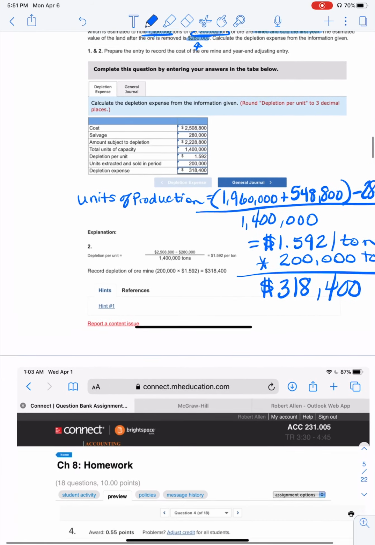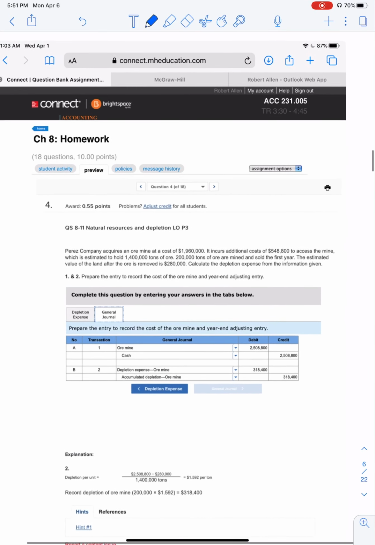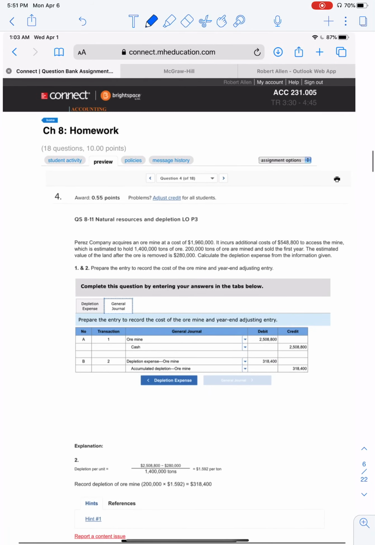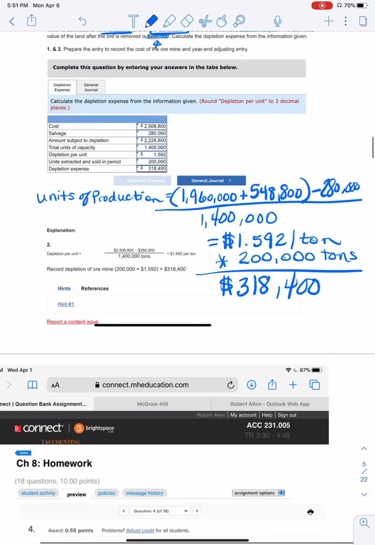So what we're going to look at next is what that journal entry looks like. There are actually two journal entries I want us to make here. The first is to record the purchase of the ore mine, and the second is to record the depletion associated with that ore mine. So what we'll do is take this 2,508,800 that we calculated on the prior page, and if you want to see that, that is just the sum of those two numbers.